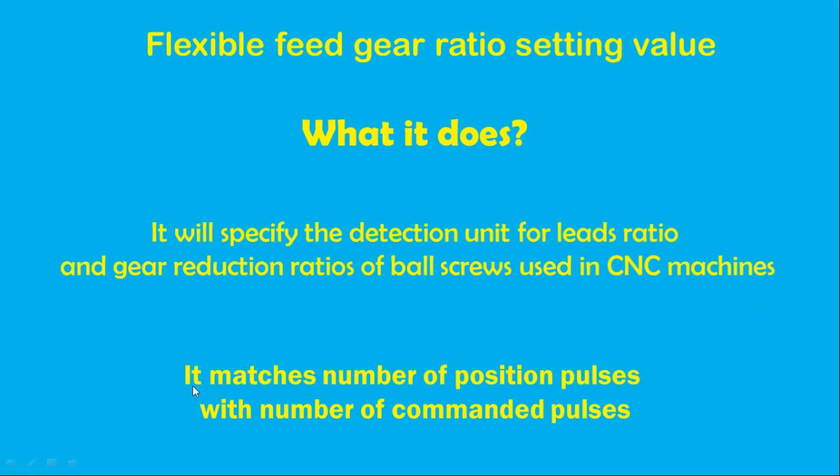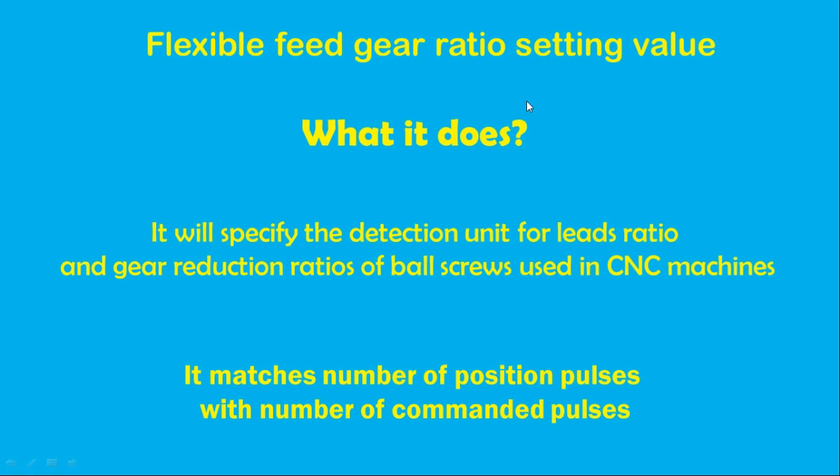It matches the number of position pulses with the number of commanded pulses. The distance value you specify for the axis, and the position pulses the motor will produce, both numbers of pulses should match. That is the work this flexible feed gear ratio does. For that we need to set this value.